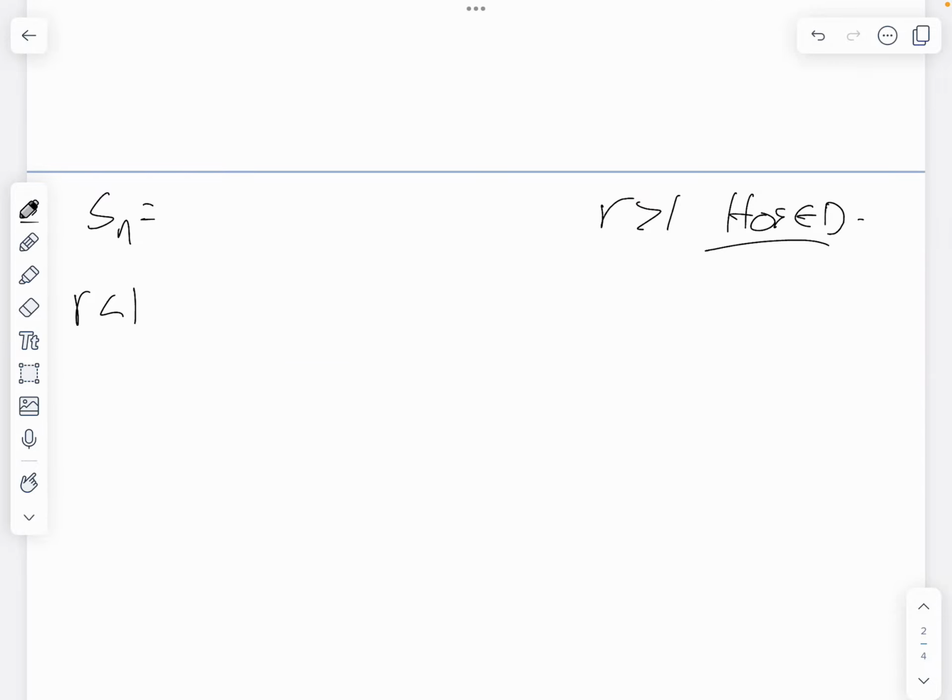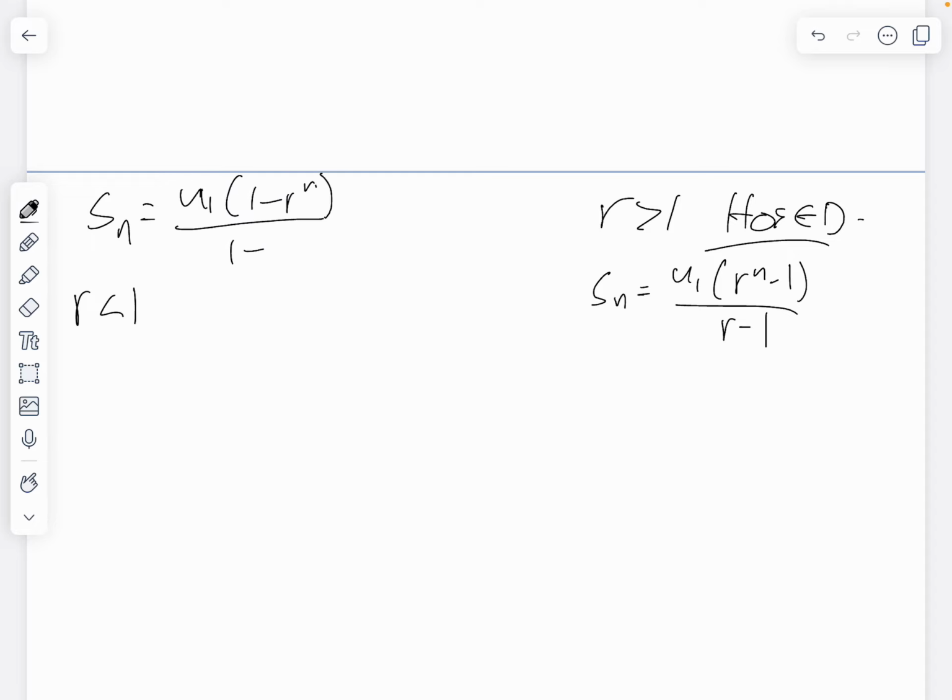And if r is greater than 1, we use the formula Sn equals u1 times r to the n minus 1 over r minus 1. But if r is less than 1, it turns out this always converges. It always has a limit. And we use the formula u1 times 1 minus r to the n divided by 1 minus r. And the interesting thing is, as n approaches infinity, as n gets bigger and bigger and bigger, what happens to r to the n?